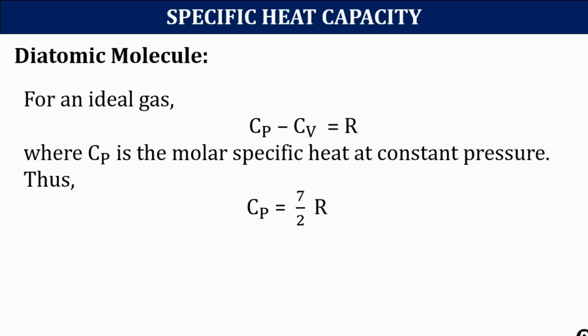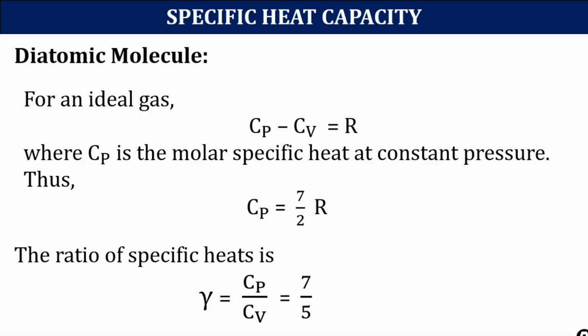Therefore, the ratio of specific heat capacities at constant pressure to that at constant volume should be equal to 7 divided by 5. Students, remember that the ratio of specific heats, gamma, does not have any unit. This is a unitless quantity. This is a pure number.